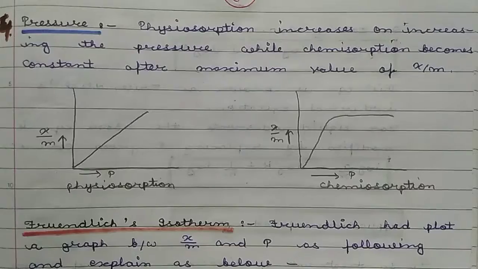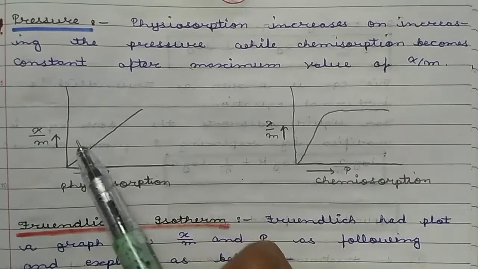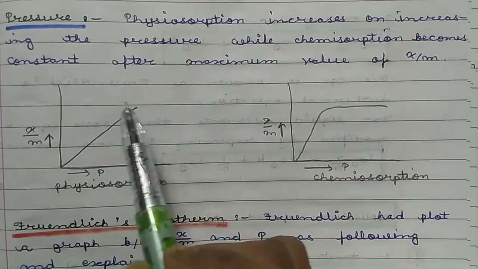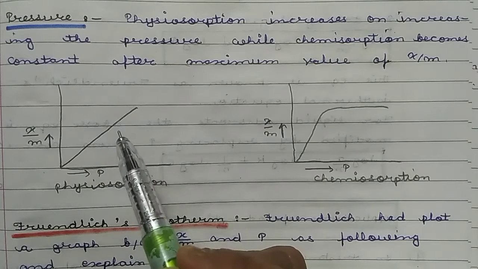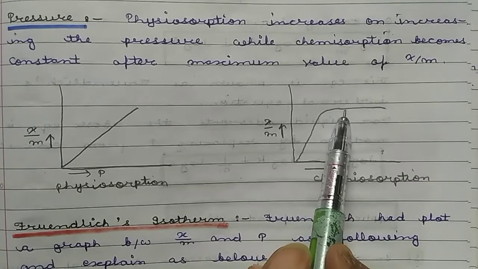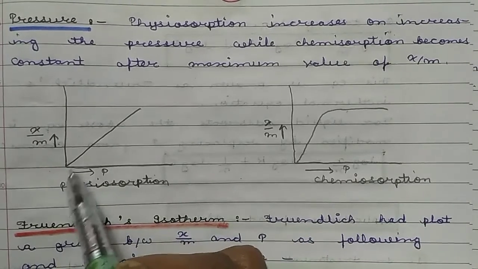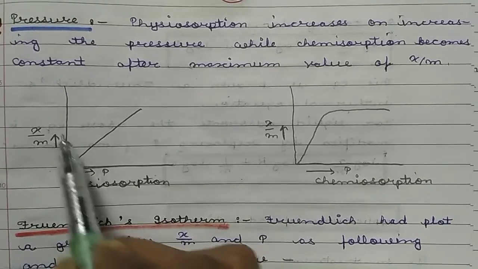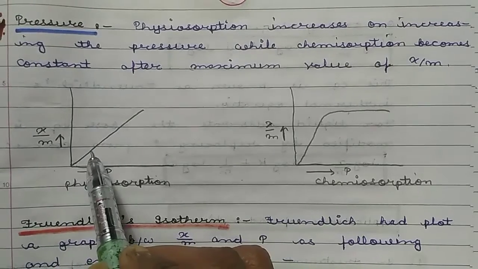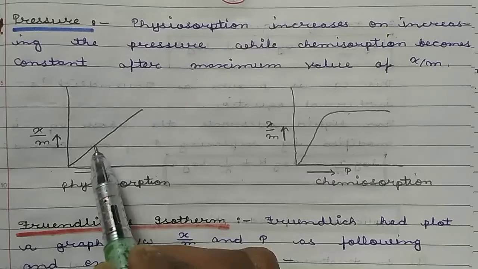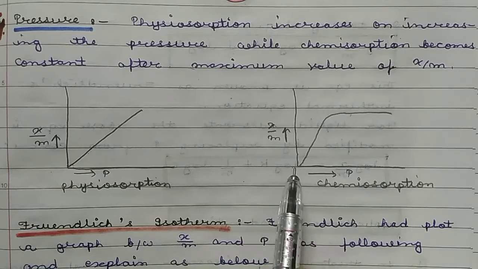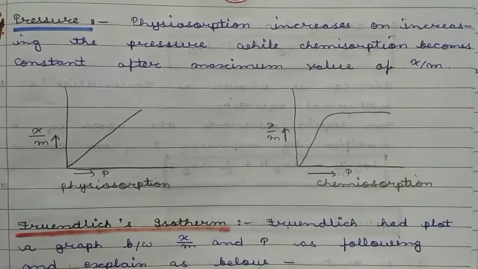Clear? Okay. And the last factor affecting the rate or extent of adsorption is pressure. Due to pressure, physisorption increases continuously, but chemisorption increases first and then it remains constant. Why? See, in physisorption, as P increases, the extent of adsorption increases continuously, because physisorption is a multi-layered process and many layers are formed. But chemisorption is a uni-layered phenomenon, and in the starting there are more and more active sites.